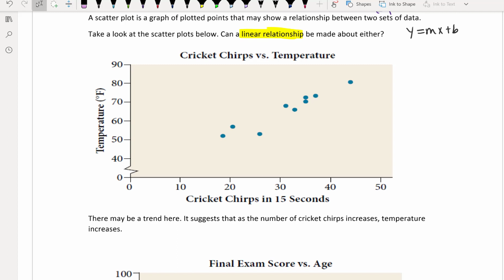So is there a linear relationship between crickets and the temperature? That means, do we hear more crickets when the temperature gets warmer? Well, if you want to draw a linear line or a linear equation, notice how I drew a line. It's pretty much close to all the dots. It doesn't go through all of them. So there could be a trend. It suggests that the number of cricket chirps increases as the temperature increases.